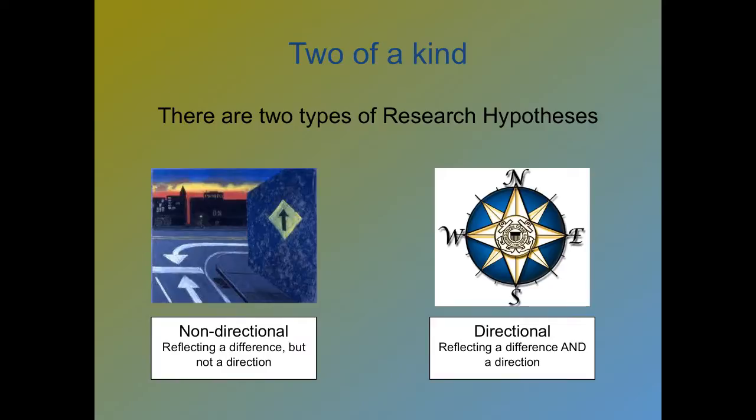But if you simply stated an association in your research hypothesis and it landed on either side, either being positive or negative, because you have formed a non-directional hypothesis, then you would reject the null because you didn't predict any particular direction. You simply stated an association.